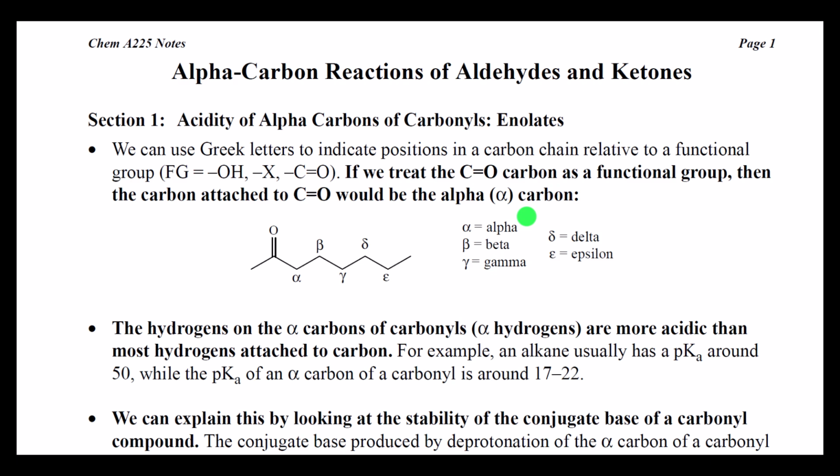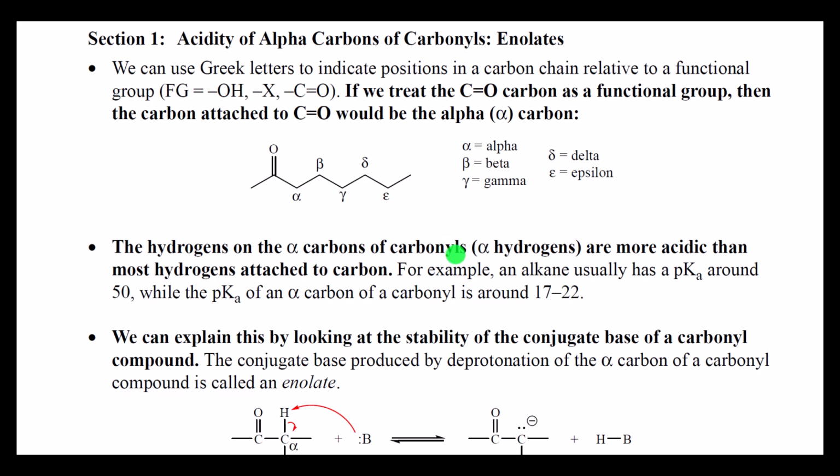These are the symbols that are used for these Greek letters, and they're summarized right here with their names transliterated into English. The hydrogens on the alpha carbons of carbonyls, which we call alpha hydrogens, are more acidic than hydrogens that are typically attached to carbon. For example, an alkane usually has a pKa of around 50, while the pKa of an alpha carbon of a carbonyl is much lower, somewhere in the neighborhood of 17 to 22.